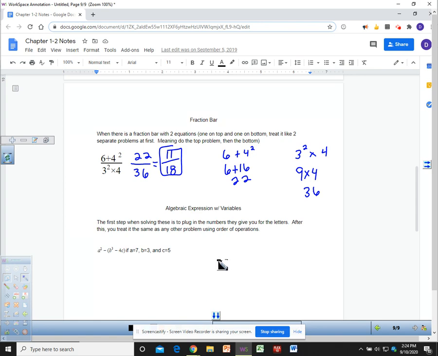So fraction bars. Break it in half. Do the top part first. Okay, put your number on top like we did right here. So we put this equals this. And then we did the bottom part, found out what the bottom part equaled. And then we got this fraction right here. I'll just put a dotted box around it. We got that fraction right there, and then we simplified it and got our answer right here, which would be 11 over 18.